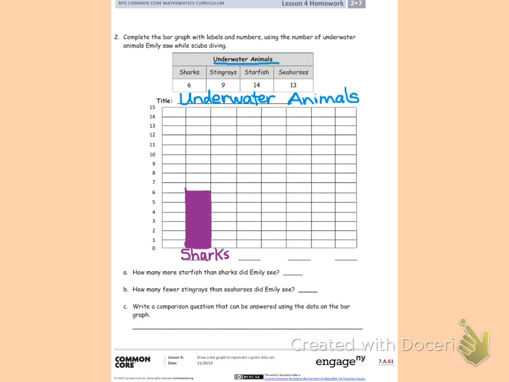The next category that's shown is stingrays. I will capitalize it. Since I can't fit it on the line, I will separate with a hyphen between sting and rays. I see that there were 9 seen. I will draw a line at the 9. Outline my boxes, and then shade it.